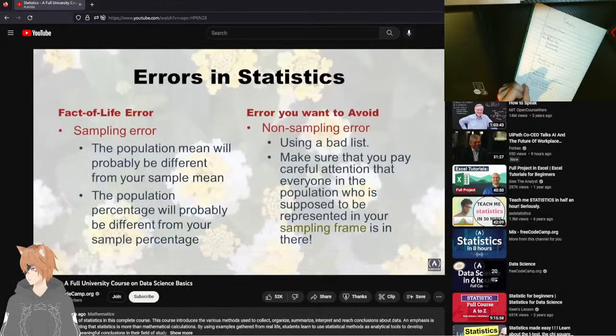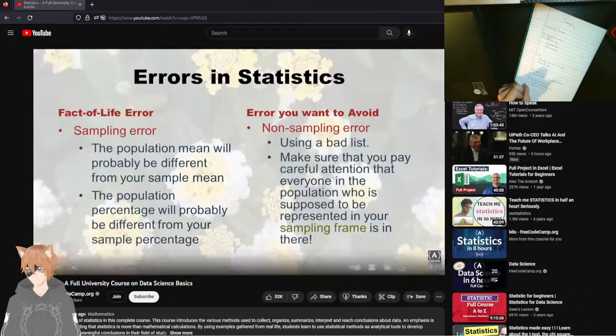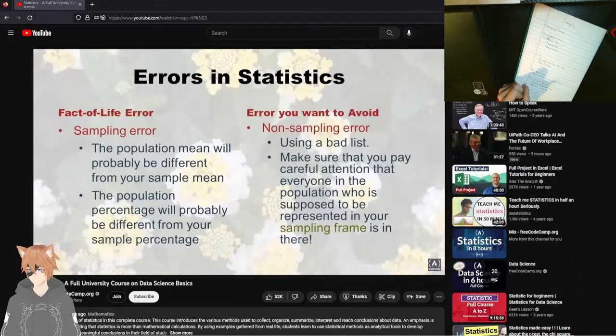What is it? What is causing it to avoid? Well, we just talked about sampling error. That's just a fact of life error. But the errors you want to avoid are non-sampling errors. That's basically using a bad list.